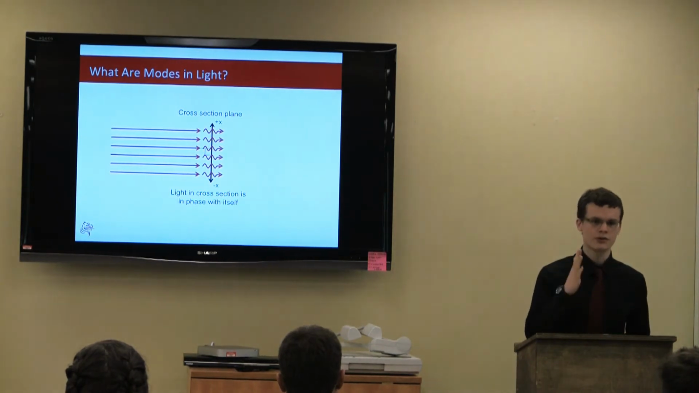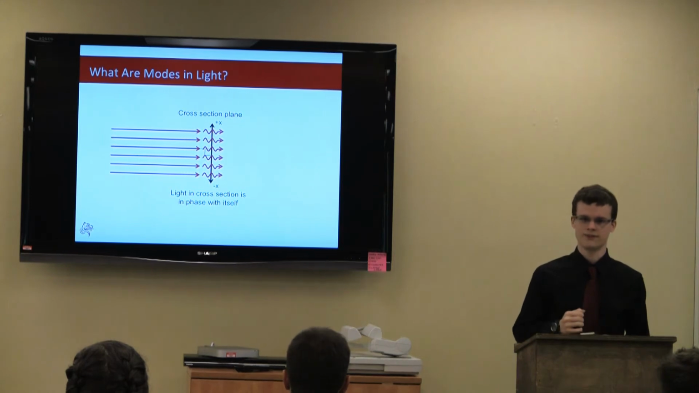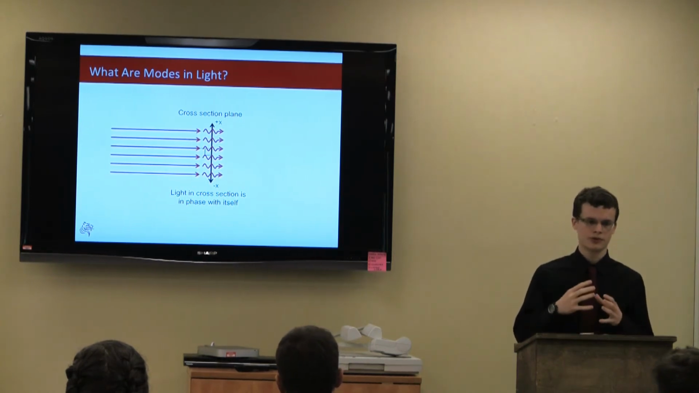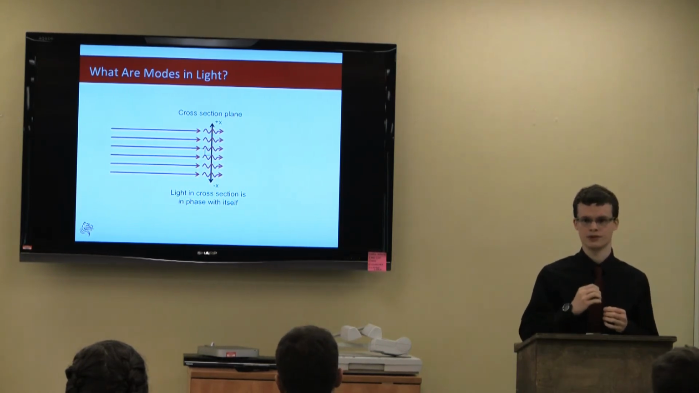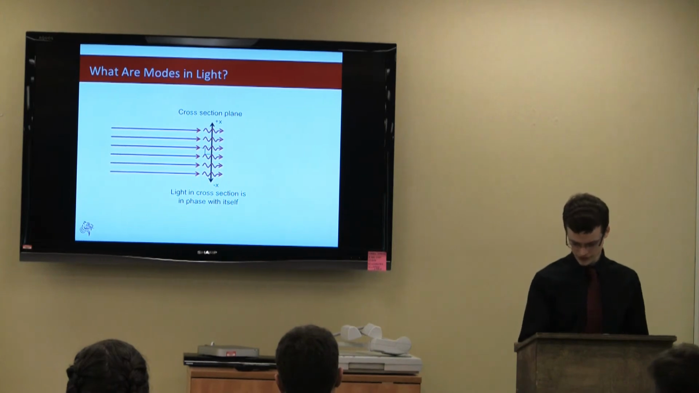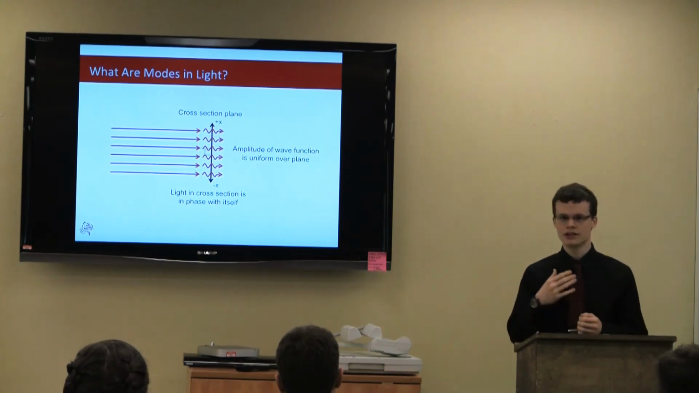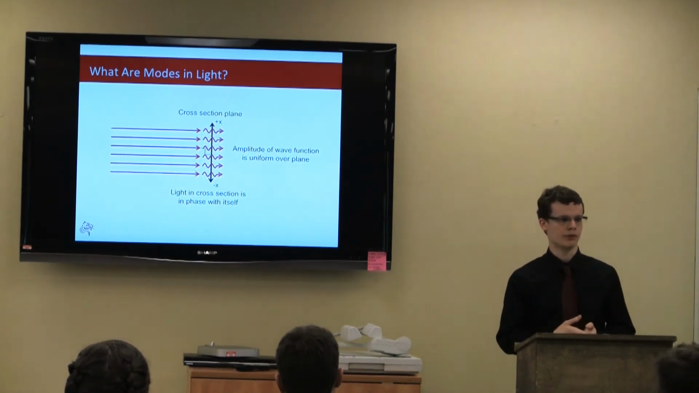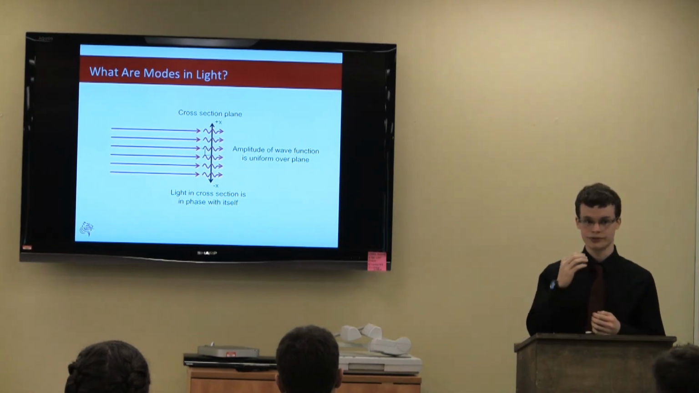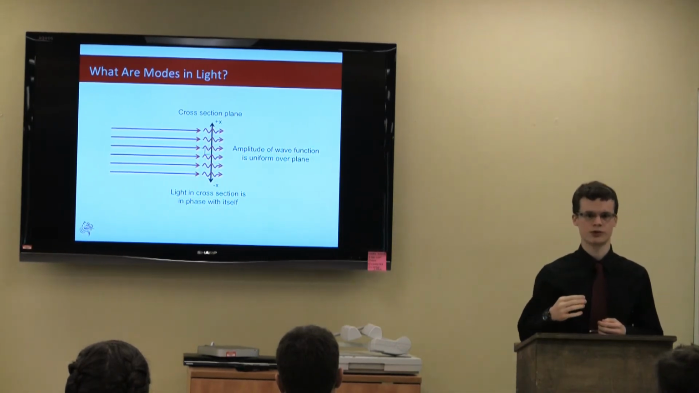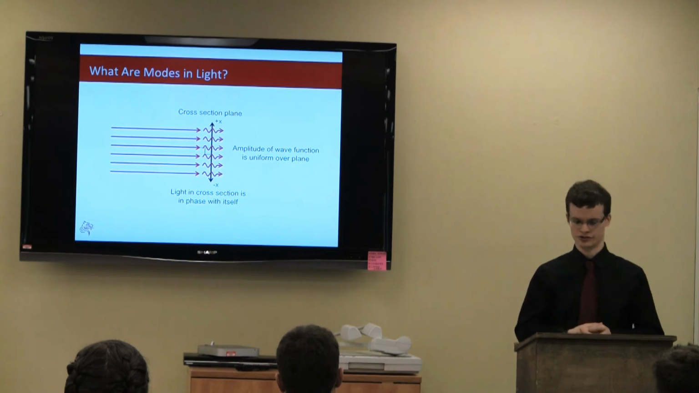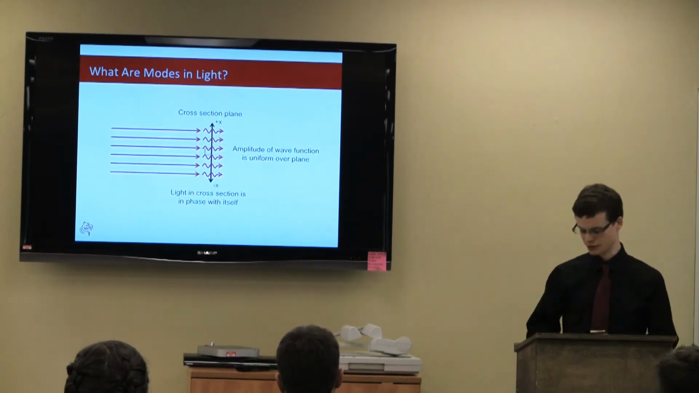First, all the light in this cross-section is in phase with itself. In other words, all the photons are at the same point in their oscillation cycle. Additionally, we'll notice that the light amplitude is uniform throughout our cross-section. In other words, the same number of photons hit every square centimeter of our cross-section. These properties describe a plane wave mode.